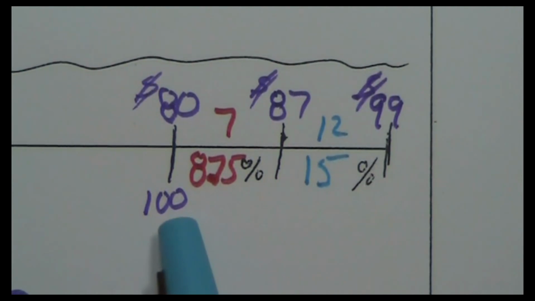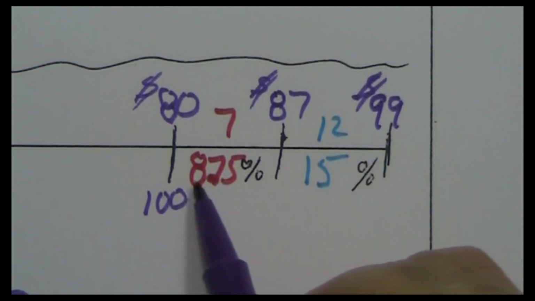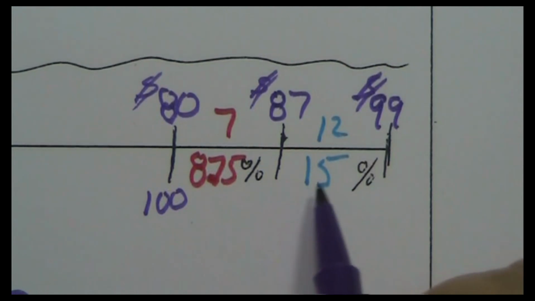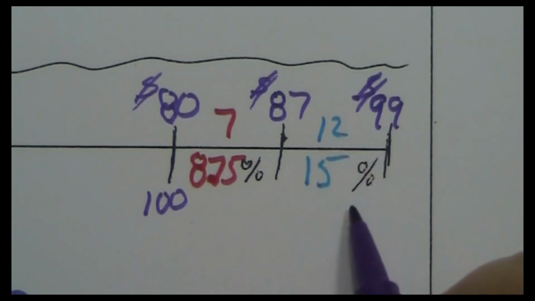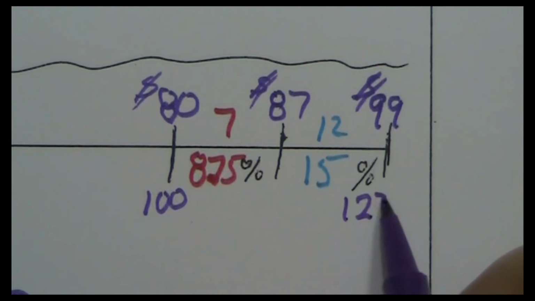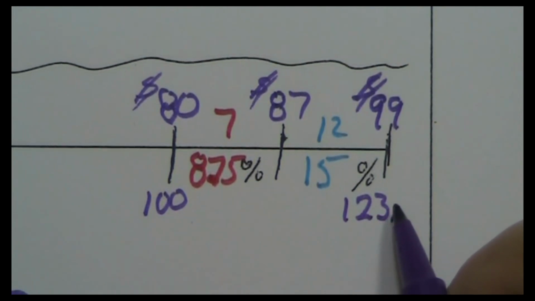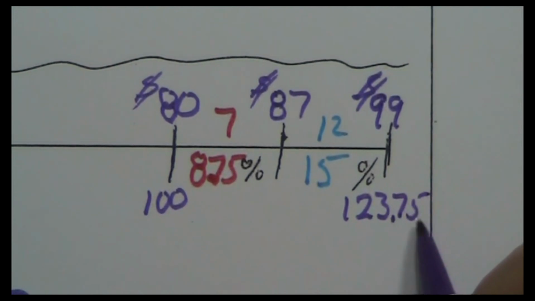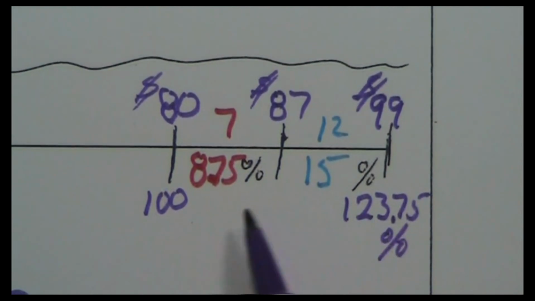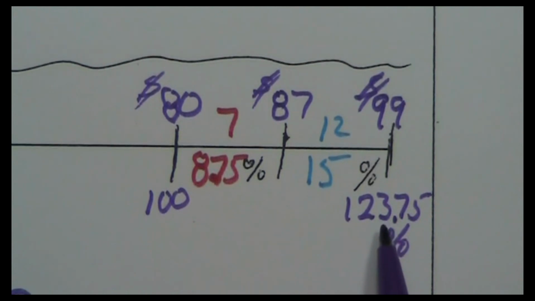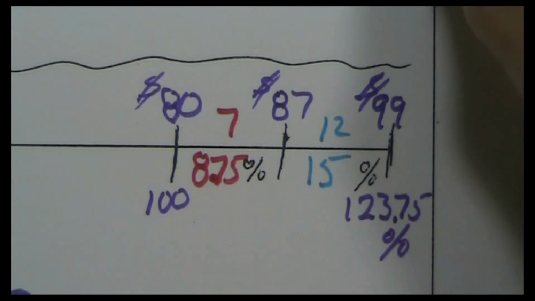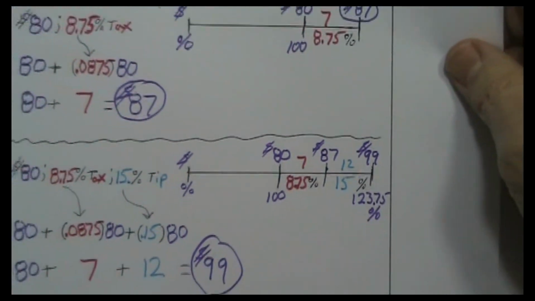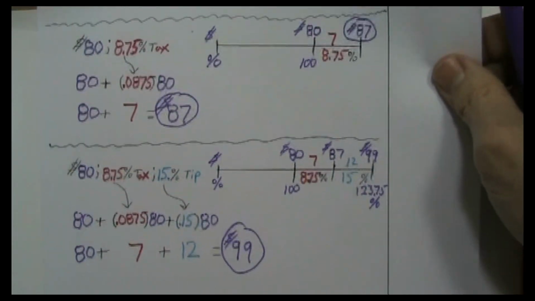By the way, if you add up the percentages, that's 100, 108.75, and another 15. That's 123.75%. So you don't just pay 100%, you're paying 123.75%. And that is how you solve for tax and tip. And markup, in case there's markup.